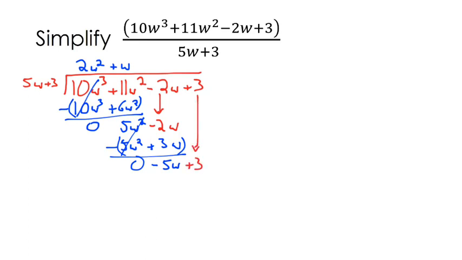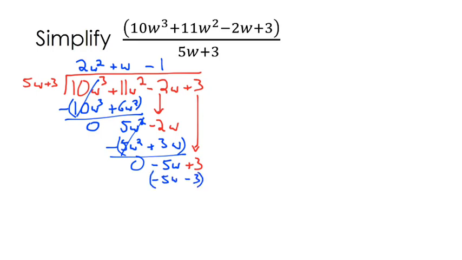And we are almost there. What is negative 5w divided by 5w? That is negative 1. And negative 1 times 5w, when I multiply it back through, gives me negative 5w. And then I have a negative 3.